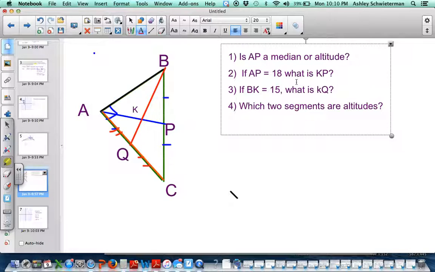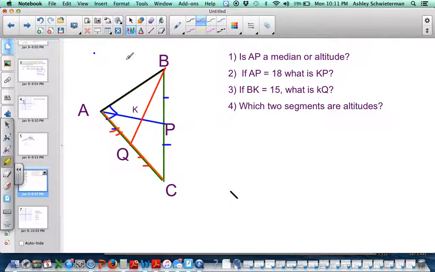And the point when two or more altitudes intersect is called the orthocenter. So it looks at AP and says, is AP a median or is AP an altitude? So AP is from here to here. And we need to ask ourselves, where is that segment going? It's going from a vertex to the midpoint of the opposite side. That is called a median.